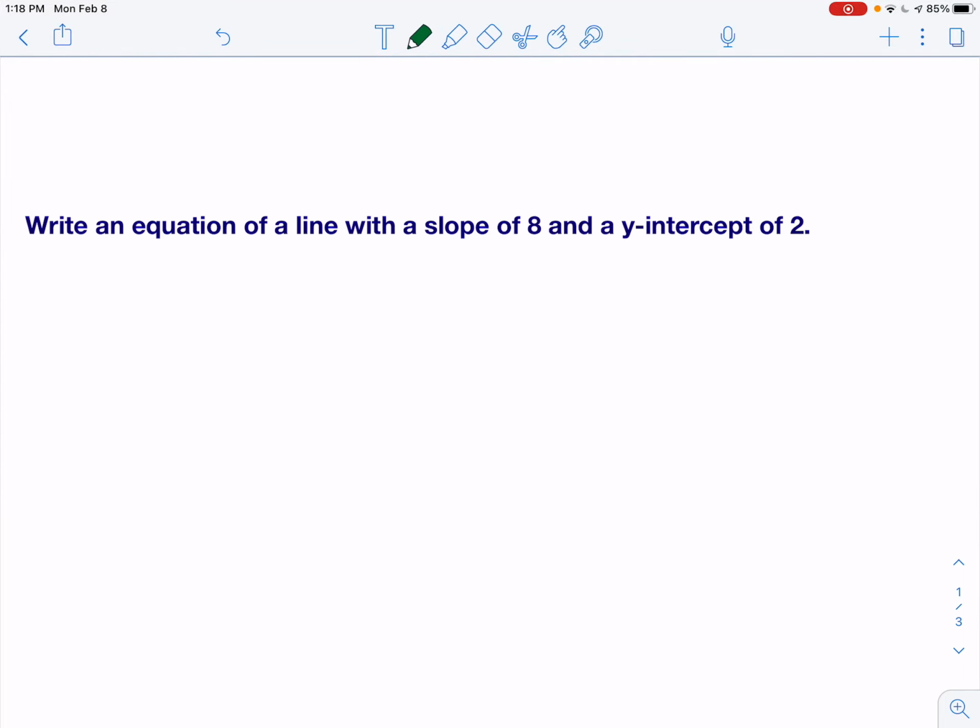All right, we're going to look at writing some equations of a line. We are going to use y equals mx plus b as our guide. There are two pieces of information that we need in order to do this. We need to know our slope, which is our m. In this problem, it says we have a slope of 8. We need to know our y-intercept, which is our b. And in this problem, they tell us we have a y-intercept of 2.